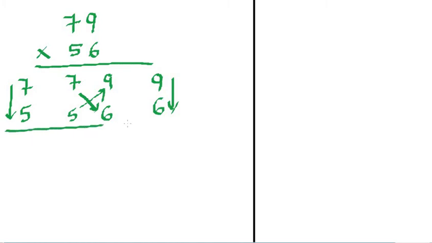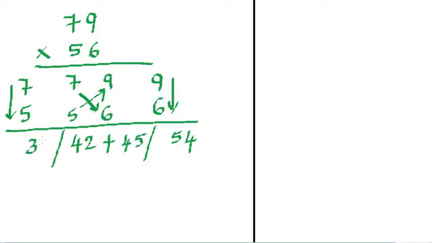Okay, let's multiply them. 9 6s are 54. Put a separator. 7 6s are 42. Add 9 5s are 45. Then put a separator. 7 5s are 35. We'll put this 54 as usual. Bring it down. Now add 42 and 45. When they add, it's 87. And then you bring down the 35.